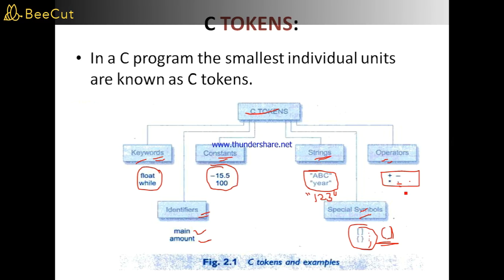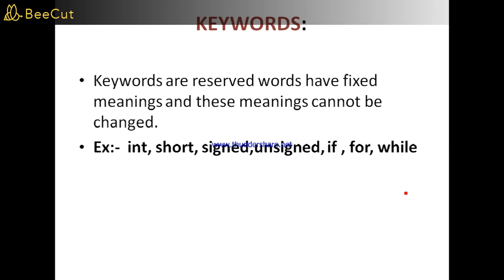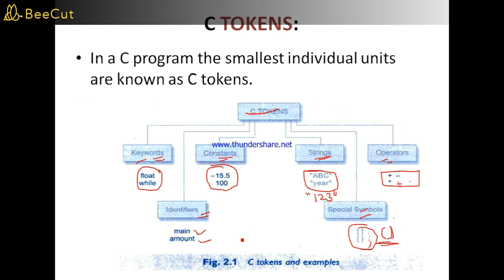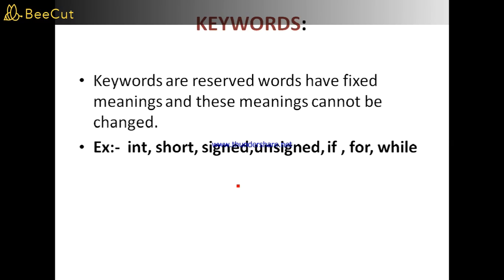Let's go one by one. Let me start with the keywords. Keywords are reserved words that have a fixed meaning, and these meanings cannot be changed. See here, keywords like float, while. Some examples are also given in this slide.